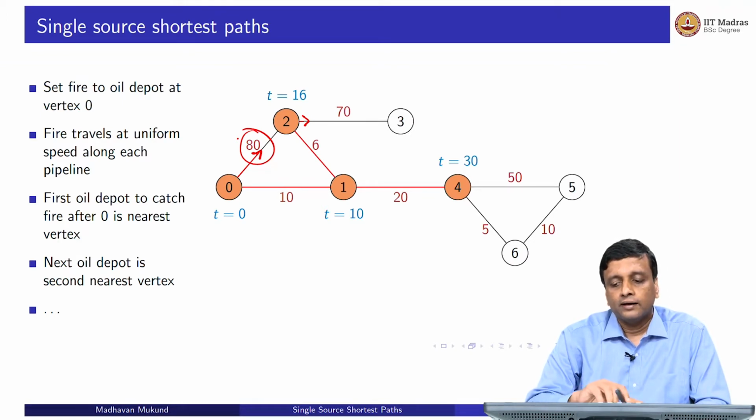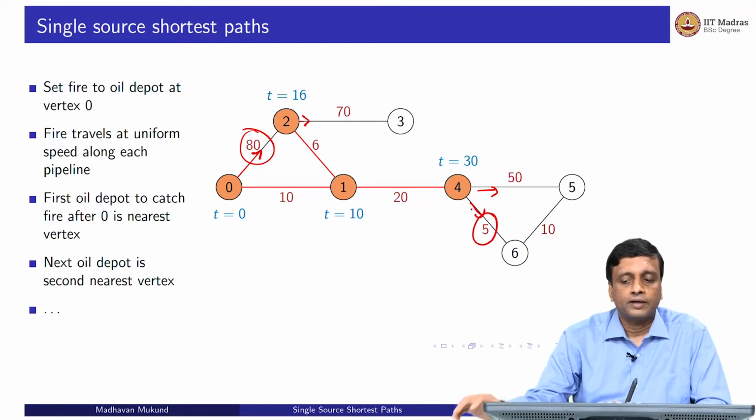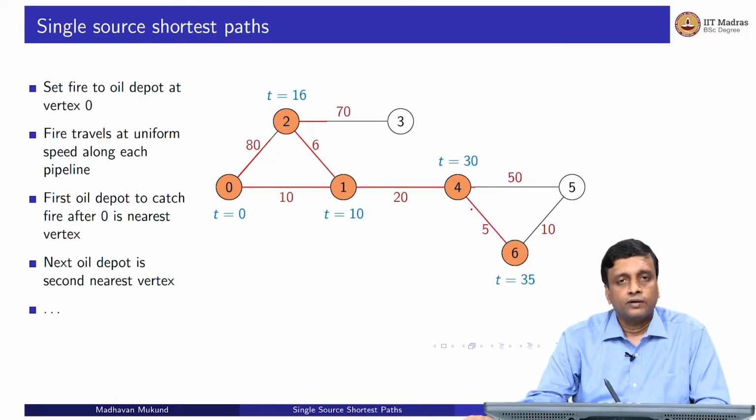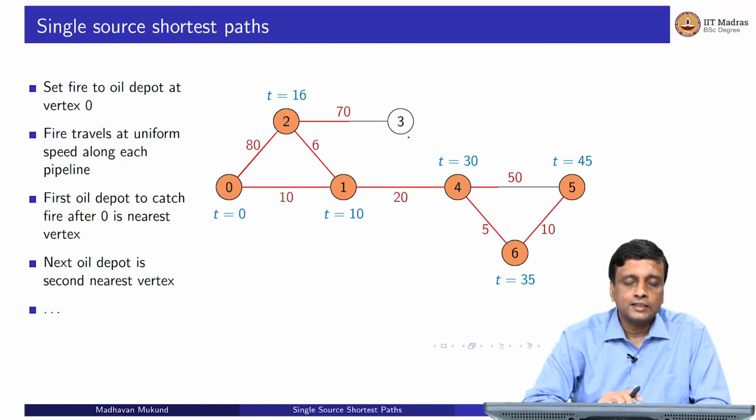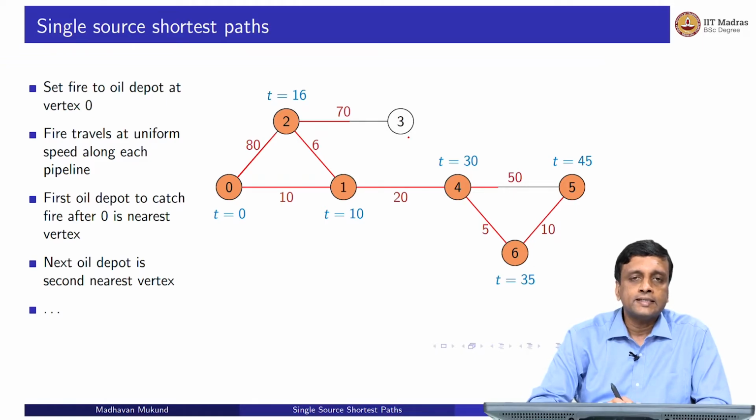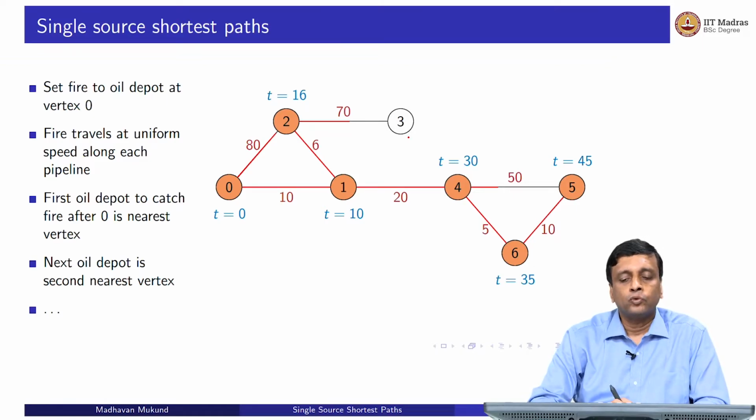So now proceeding after 30, the next thing that's going to happen is that I'm going to have 2 fires going in this direction. So after 5 units of time, something is going to happen, right? So at 35, node 6 will burn. At 45, node 10 will burn. And finally, the only unburnt vertex at this point is 3, and the only way it can burn is from 2. So since 2 burnt at 16 and it takes 70 units of time from 2 to reach 3, at time 86 I will finally see vertex 3 burn, right?